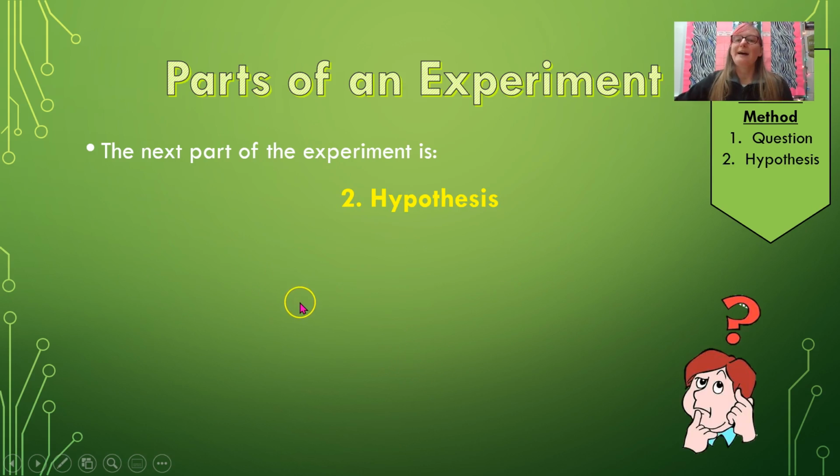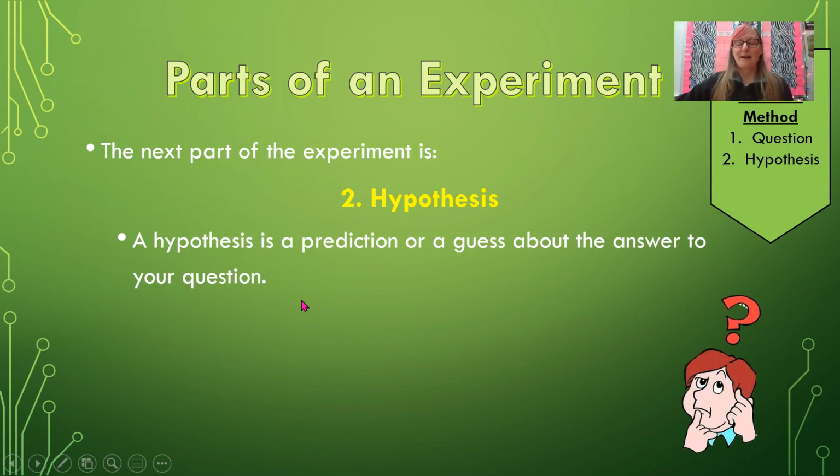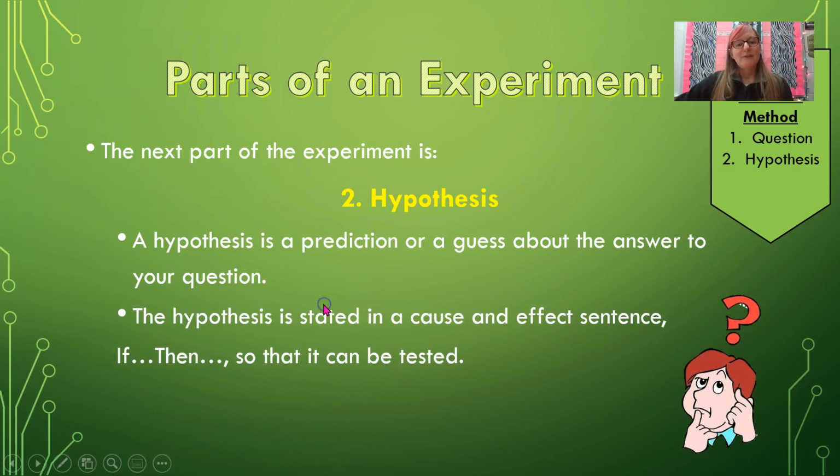After the question, we have the hypothesis. The hypothesis is a prediction or guess about the answer to the question. Now, in order to form our hypothesis, we are going to use our background knowledge, which is information that we already know about the topic to formulate what our prediction or our guess will be. When we write our hypothesis, it's going to be stated in a cause and effect sentence. We're going to use the if-then sentence structure so that it can be tested. So we will say, if this happens, then this will happen.